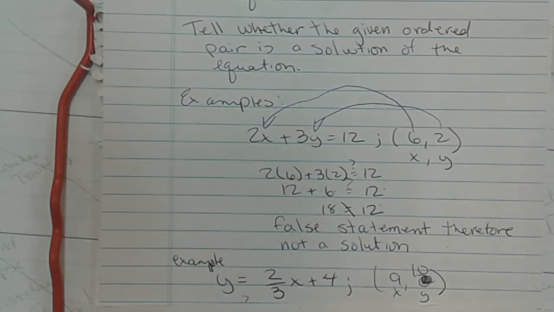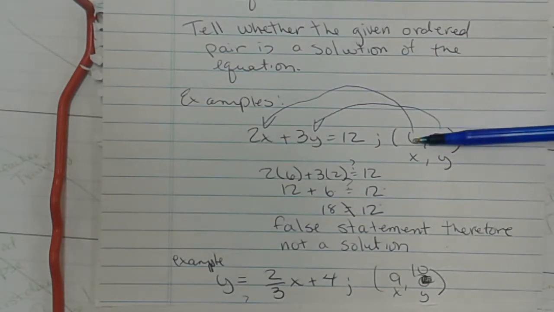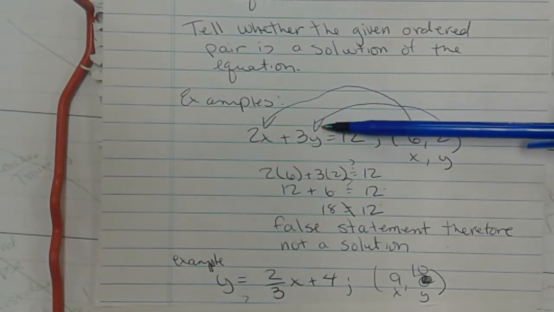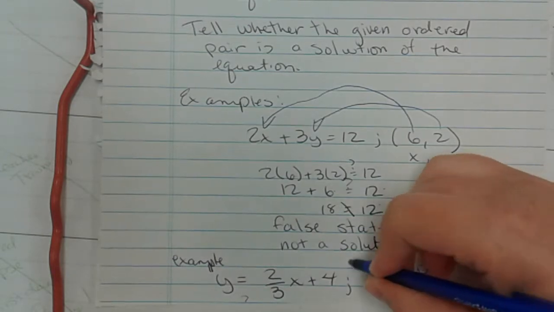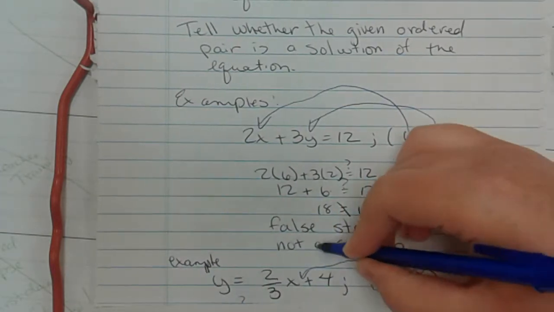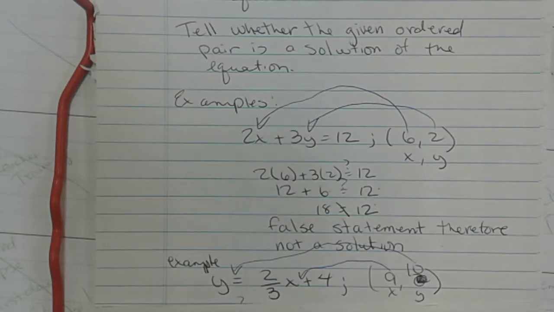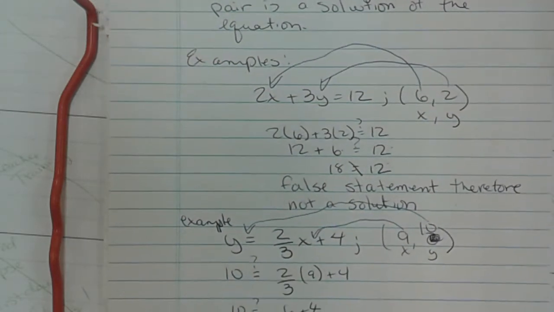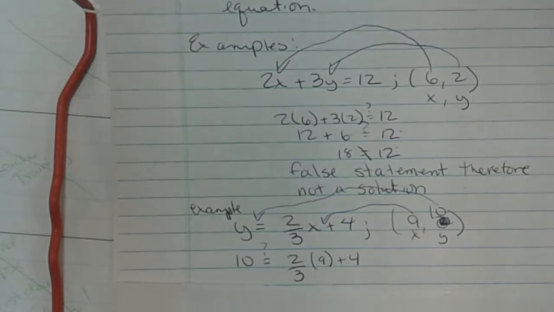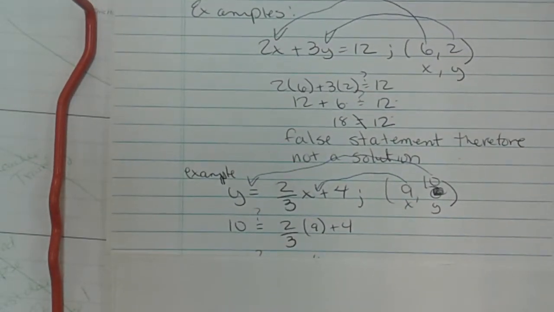Okay, what is our next step that we need to do? And if you don't remember, go back to the previous problem. What did we do? We plugged in 6 for x and 2 for y. So we're going to do the exact same thing here. We're going to plug in 9 for x and 10 for y. Doing so, we get the problem 10 equals 2/3 times 9 plus 4.